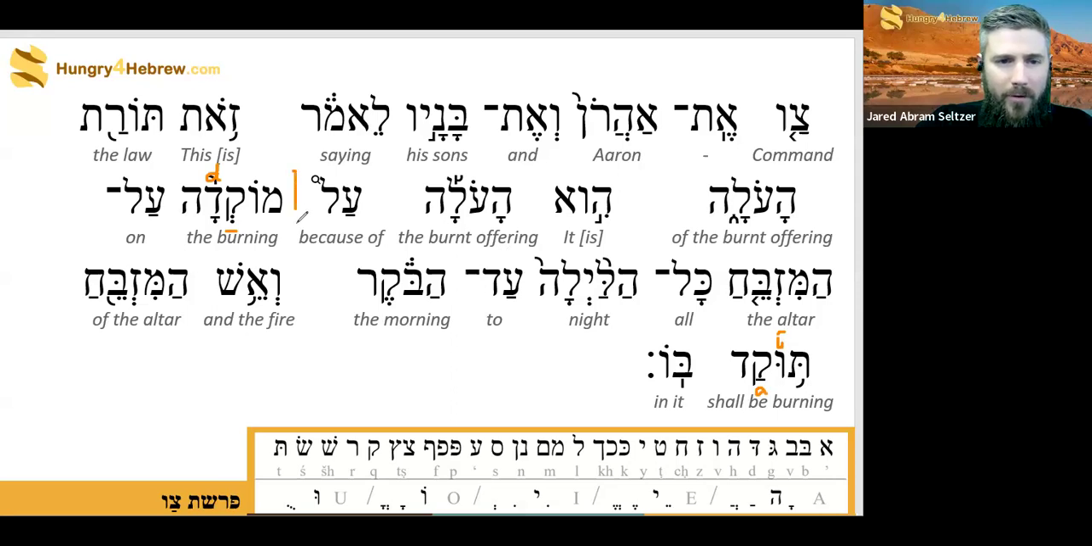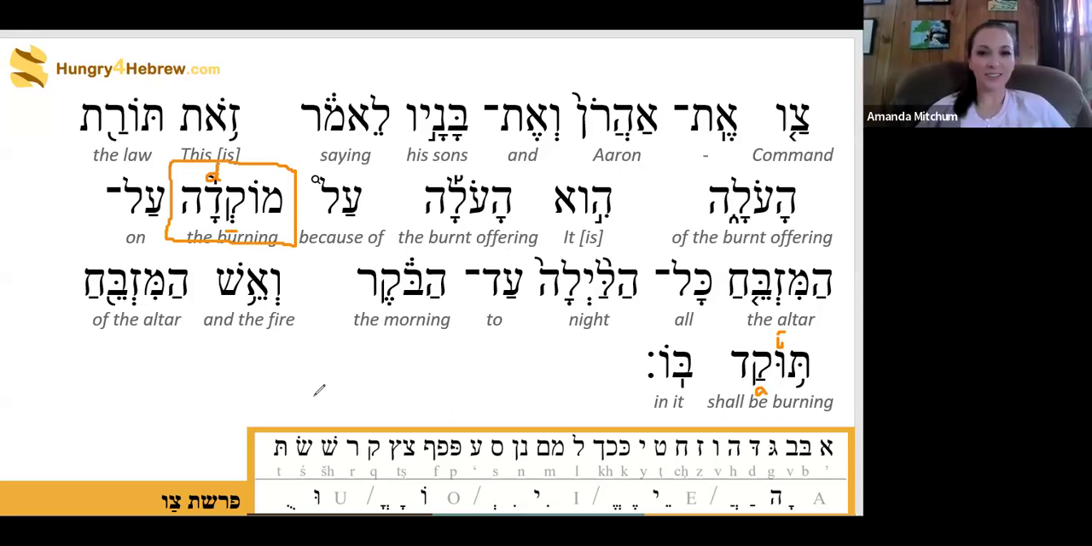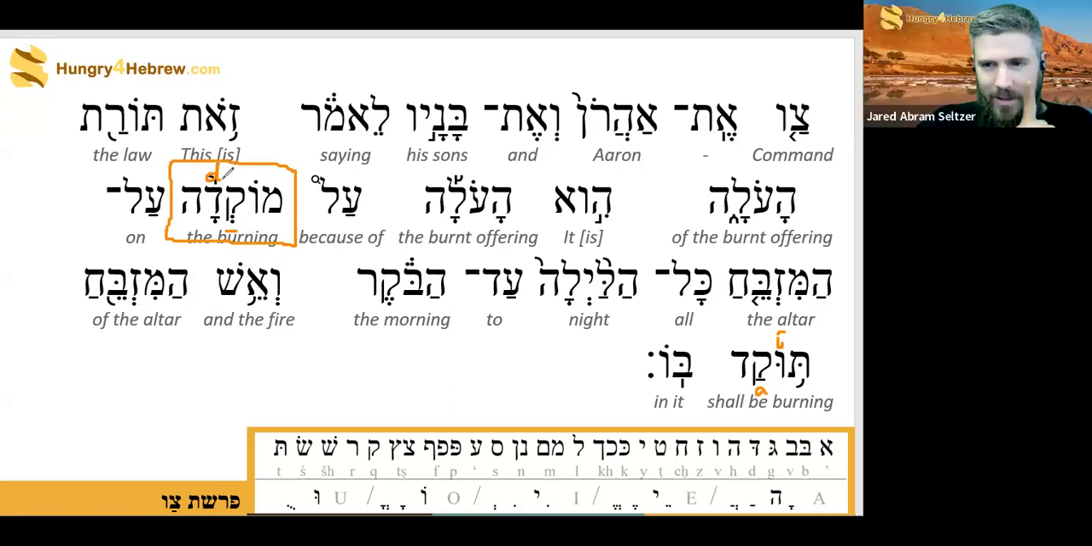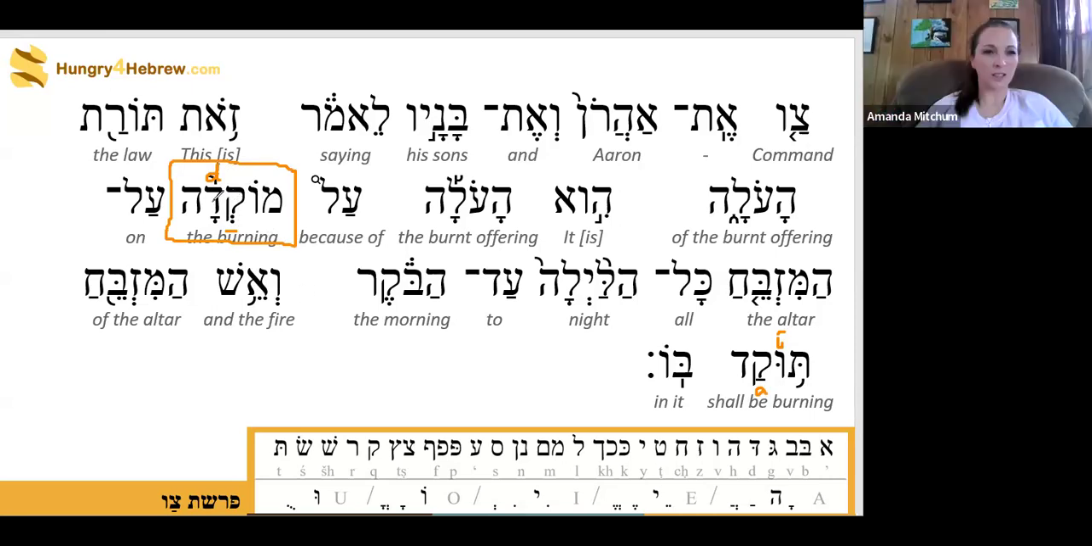Very good reading. Very, very good reading. I have two things to nitpick. Could you reread that one? Mokeda, the font. Mokeda? Okay, good. So we have a dalet there, and that's one of the things I was trying to point out. The other, by underlining the shva and pointing out that it's actually an audible shva instead of a silent one. Okay, good. Now you're putting stress on it.